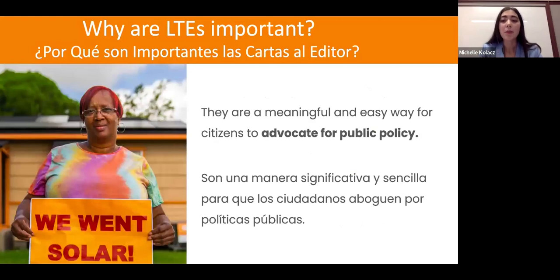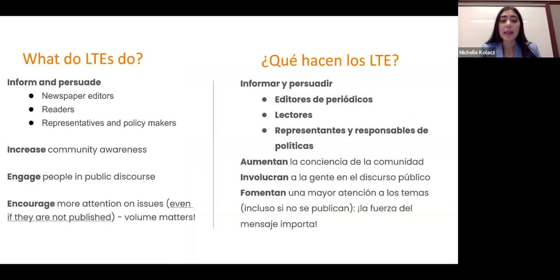LTEs are a meaningful and easy way for citizens to advocate for public policy. When they're published, especially, they're getting that limelight on them and they're being put on a platform that more people can see. And so it's a really great way to be able to make a difference. Getting a bit more into what an LTE does is, first and foremost, it informs and persuades. Even if it does not get published, when you're writing a letter to the editor, it is informing newspaper editors that this issue matters to their readers. You cared enough to write in.